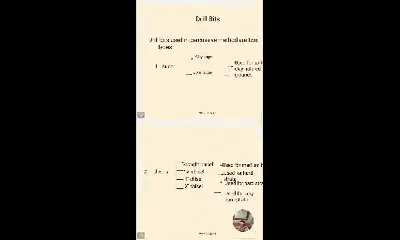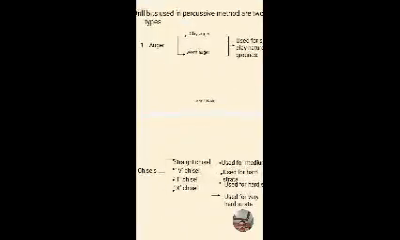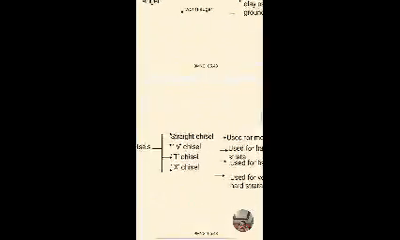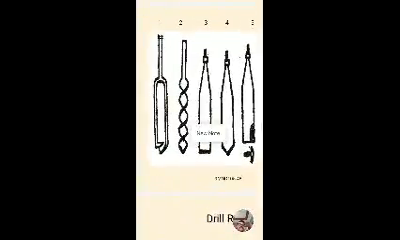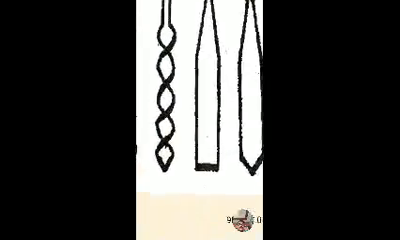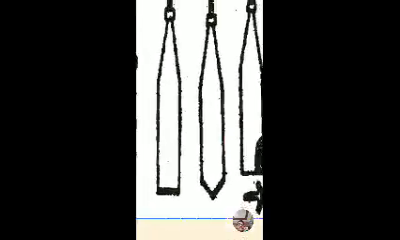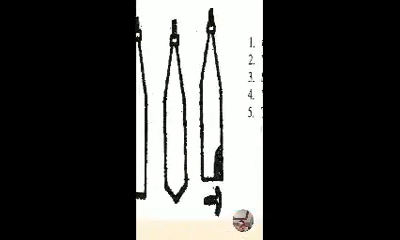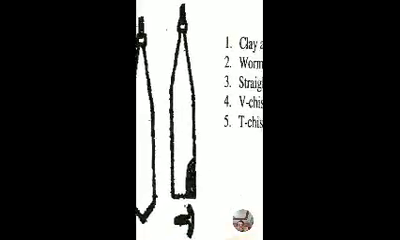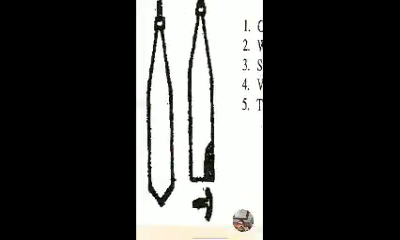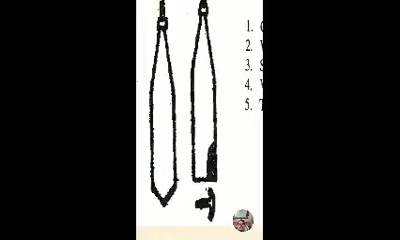The second type of drill bits are chisels. There are different types of chisels: straight chisel, V chisel, T chisel, X chisel. This is straight chisel. This is straight chisel. This is V chisel. This is T chisel. Another type of chisel is X chisel.